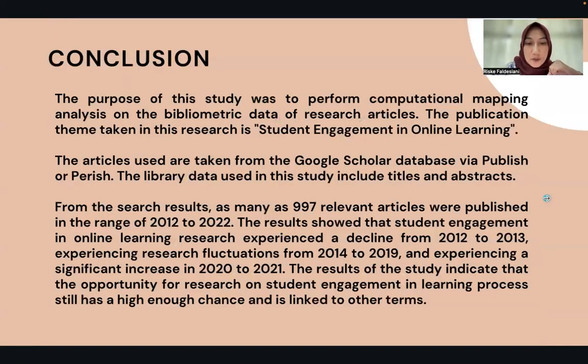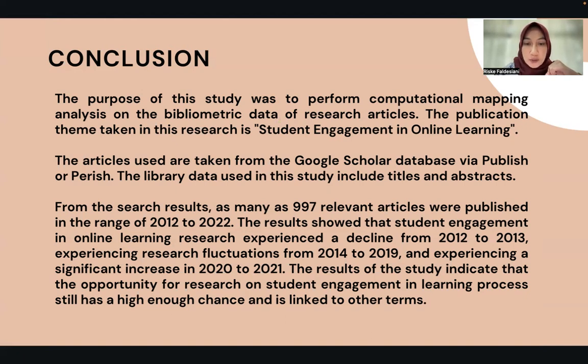Okay, and for the conclusion, the purpose of this study was to perform computational mapping analysis on the bibliometric data of research articles. The publication theme taken in this research is student engagement in online learning. The articles used are taken from the Google Scholar database via Publish or Perish. The library data used in this study include titles and abstracts. And from the search result, as many as 997 relevant articles were published in the range of 2012 to 2022.